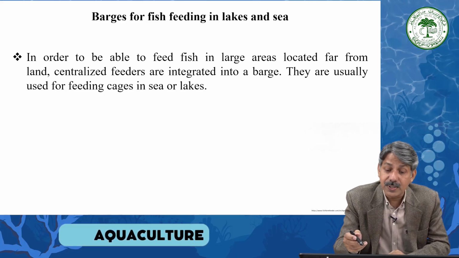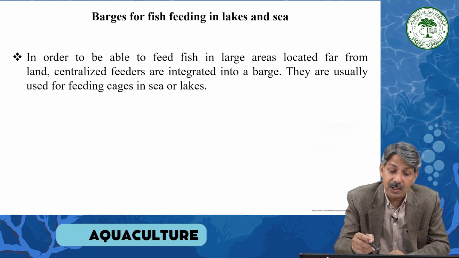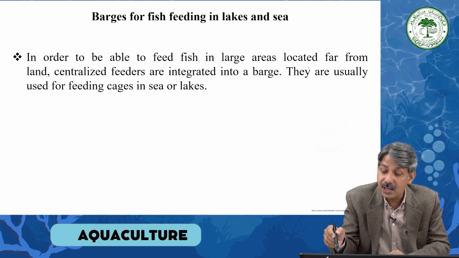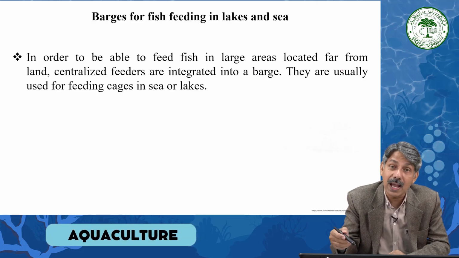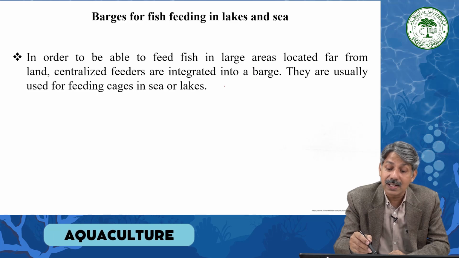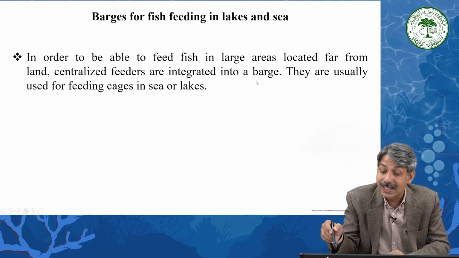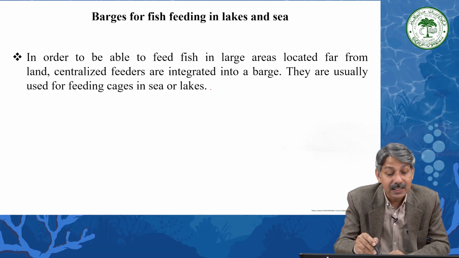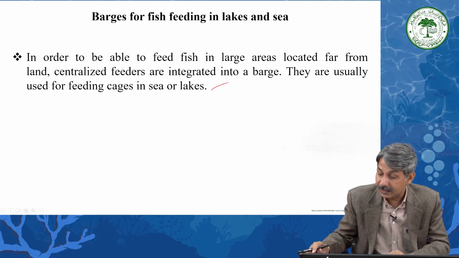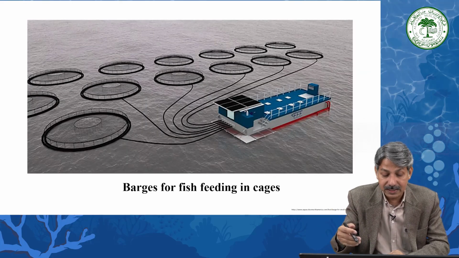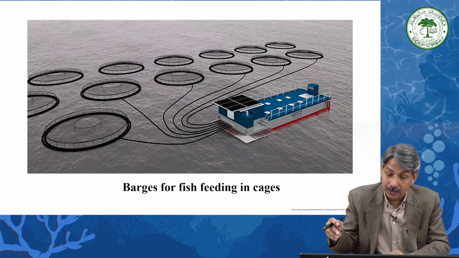Barges for fish feeding in lakes and sea. In order to be able to feed fish in large areas located far from land, centralized feeders are integrated into a barge. They are usually used for feeding cages in sea or lakes. Here you can see how barges have been used to feed the cages.